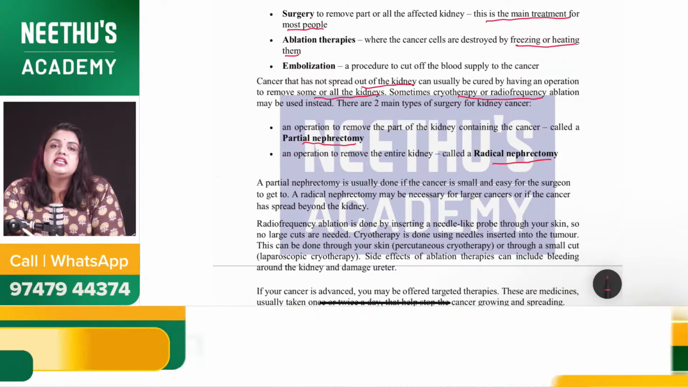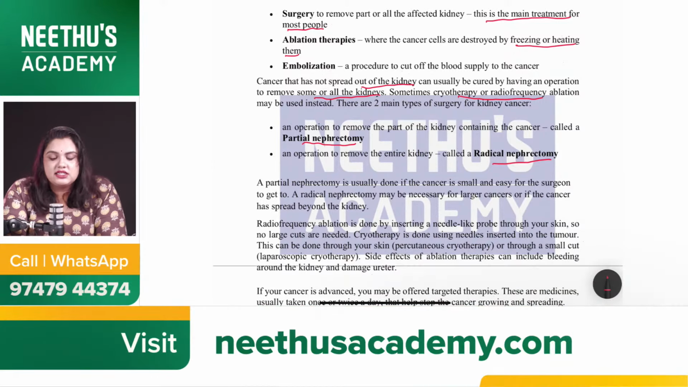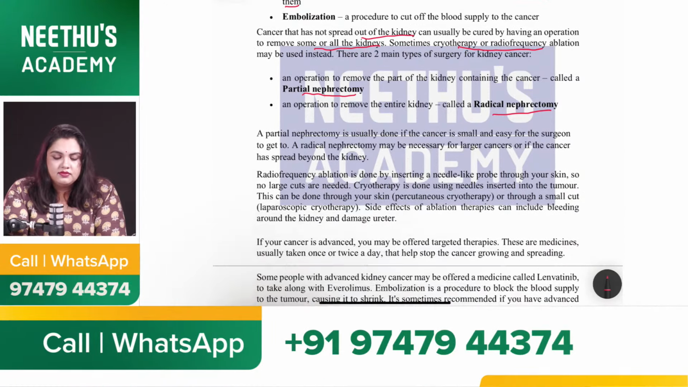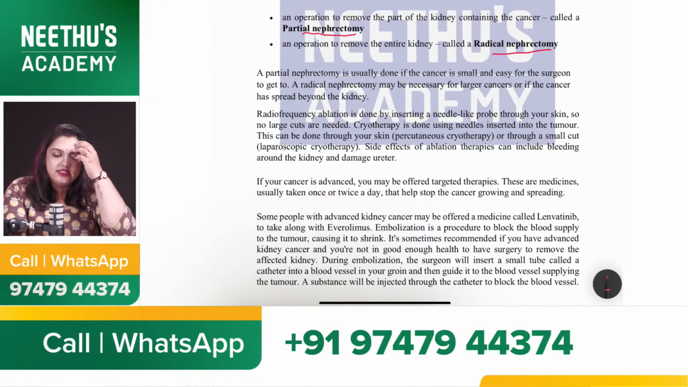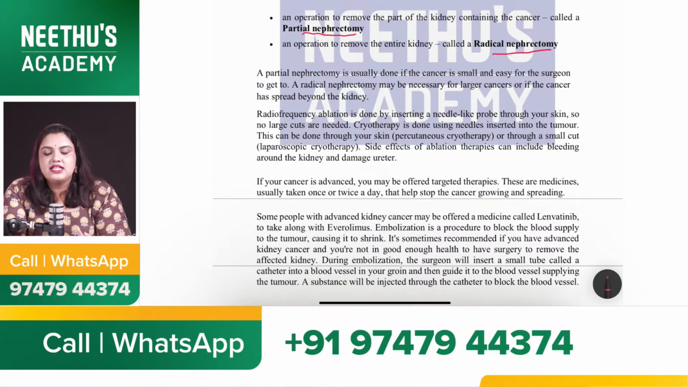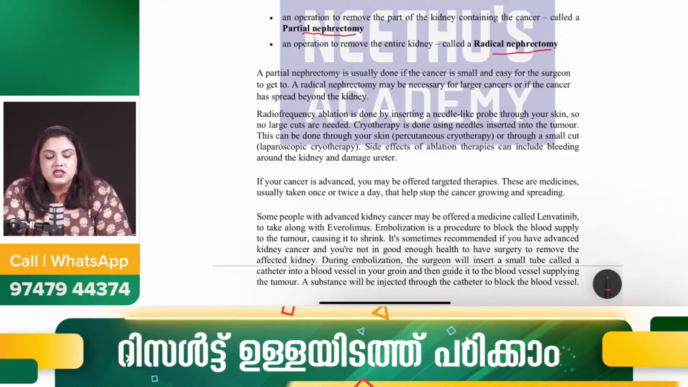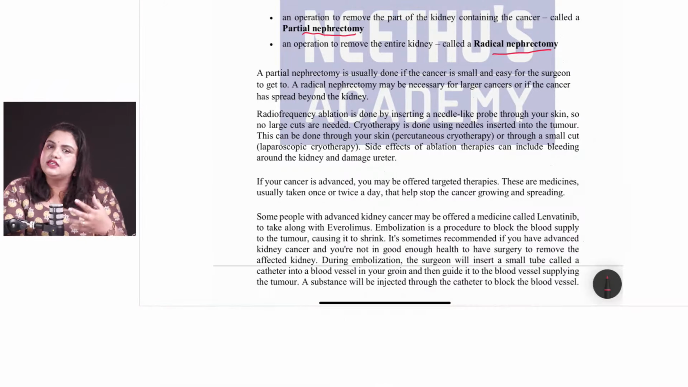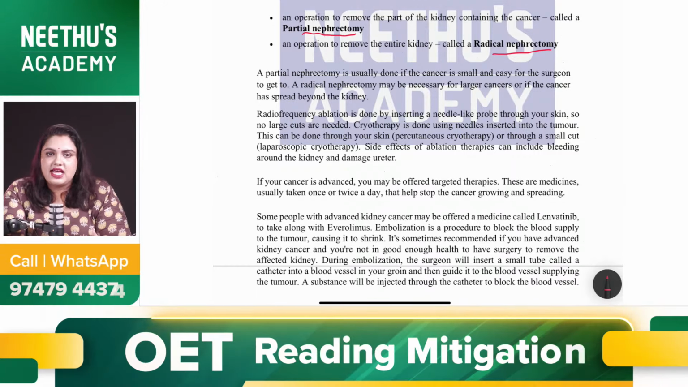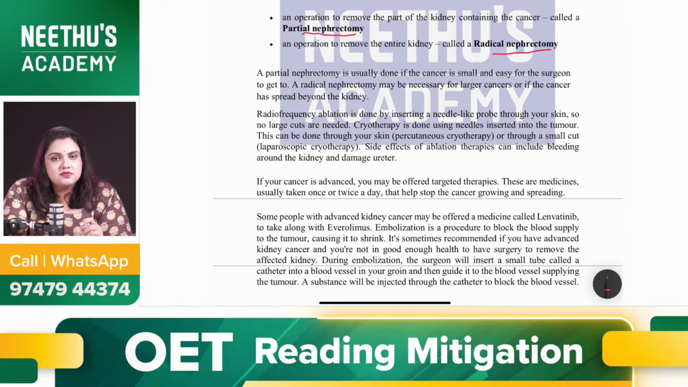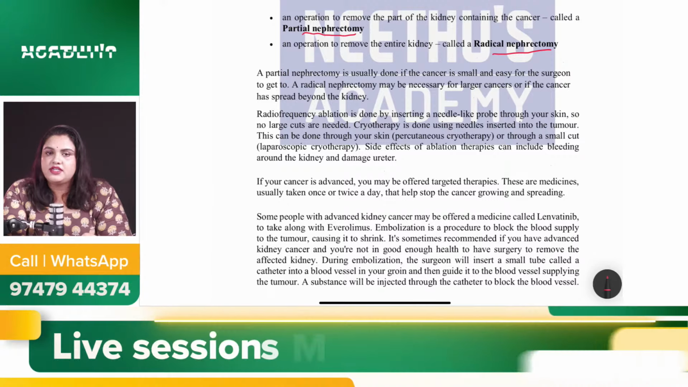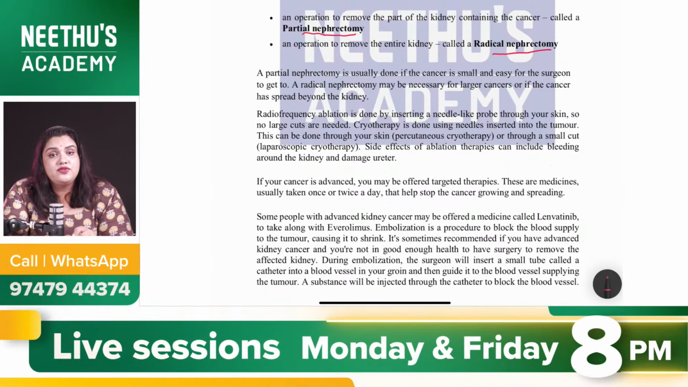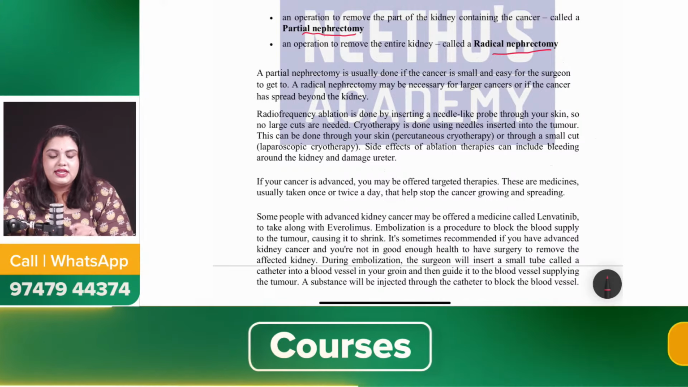Now, in the other one, the entire kidney is removed because it is affected by cancer. That is radical nephrectomy. Partial nephrectomy is usually done if the cancer is small and easy for the surgeon to get to. Before surgery, the surgeon gets info about the cancer and everything, right? So if the cancer is small or the affected area is small and it is easy for the surgeon to get to it, partial nephrectomy is used in such cases.